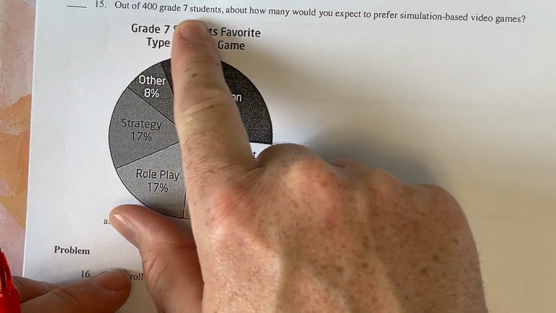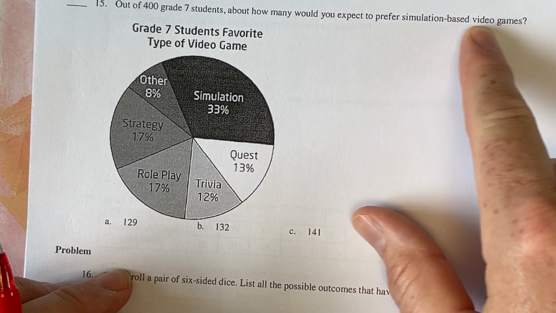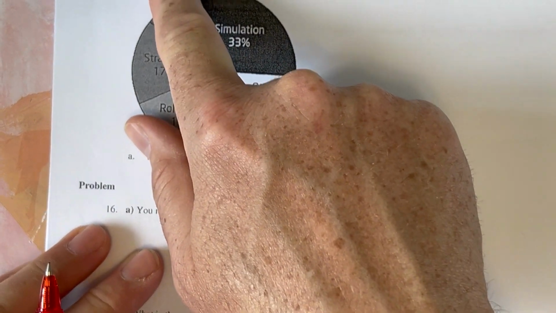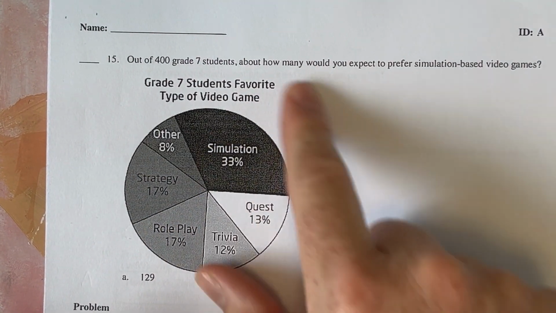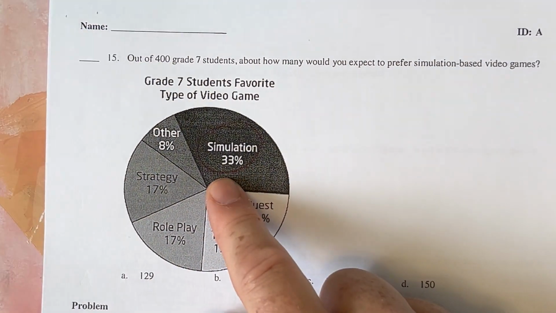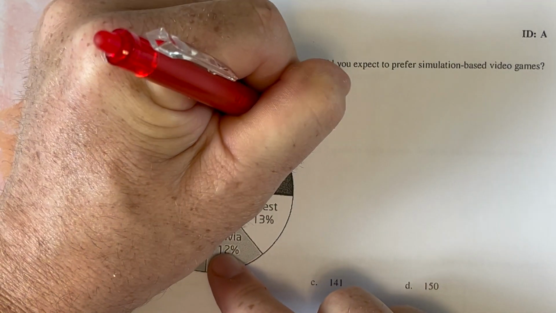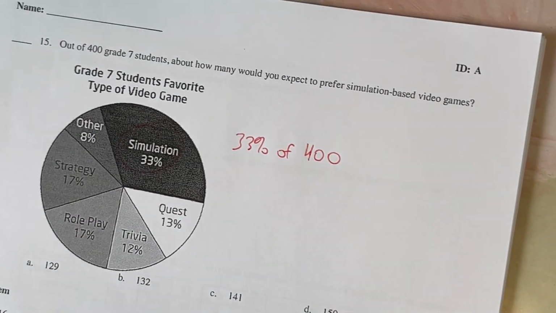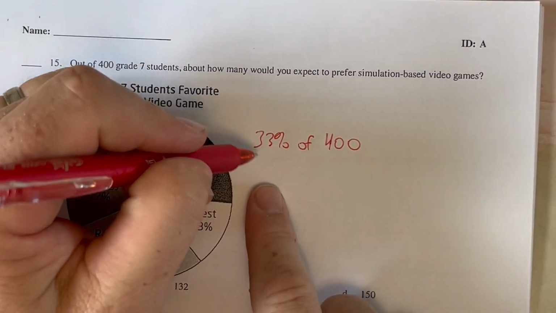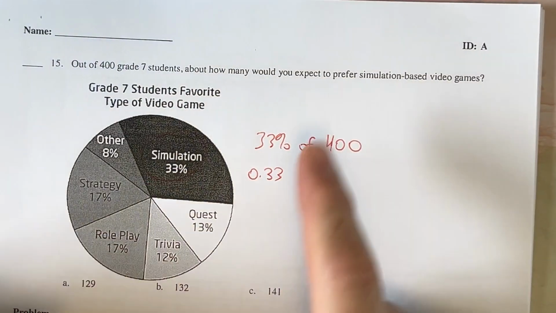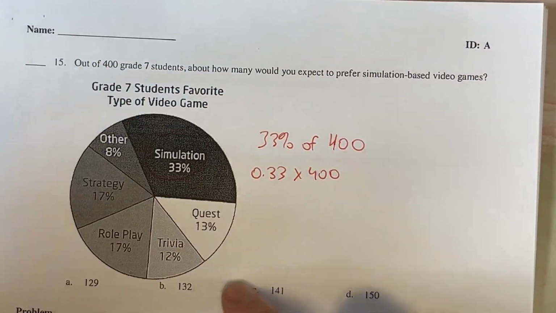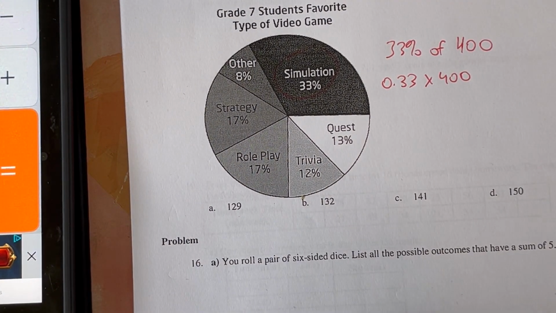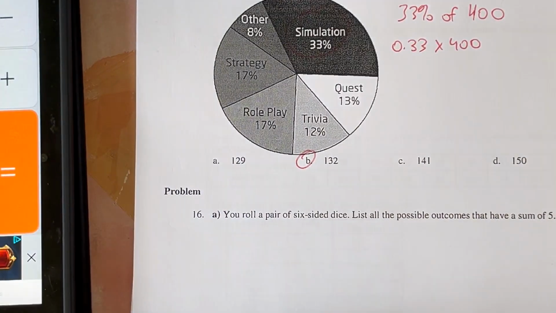Out of 400 grade 7 students, about how many would you expect to prefer simulation-based video games? So we're finding percent of a number again. Okay, so there's 400 total students. Simulation, which is right here, 33%. So I need to find out 33% of 400. Okay, 33% of 400. How do we do this again? Turn this to a decimal, which is 0.33. Divide that by 100. Multiply that by 400. Okay, go to calculator. 0.33 times 400. 132. Hey, go to calculator. Let's go back and check that other one.